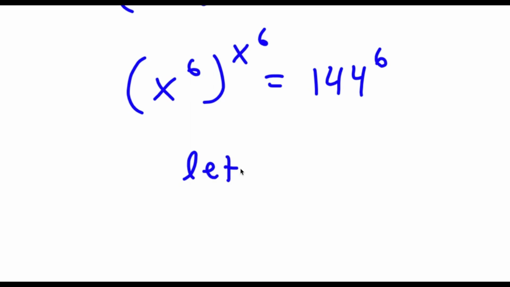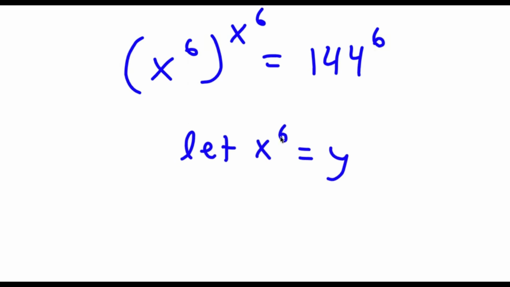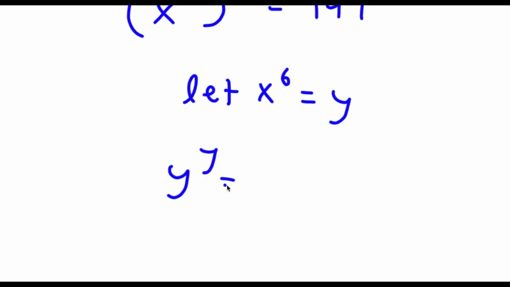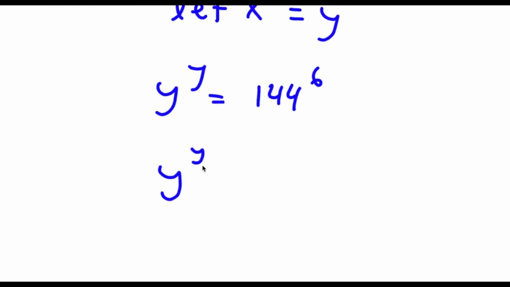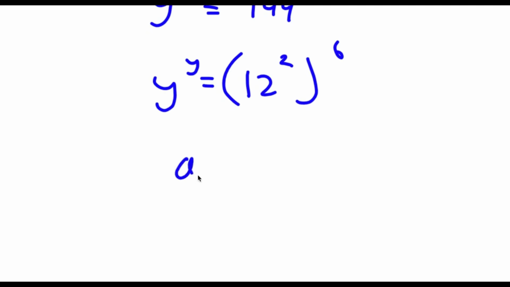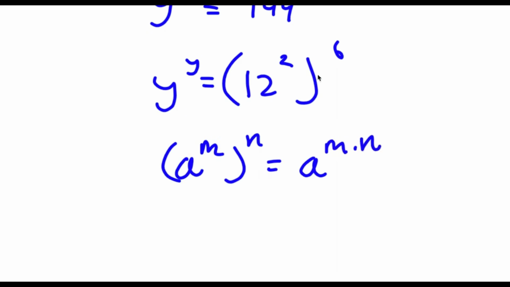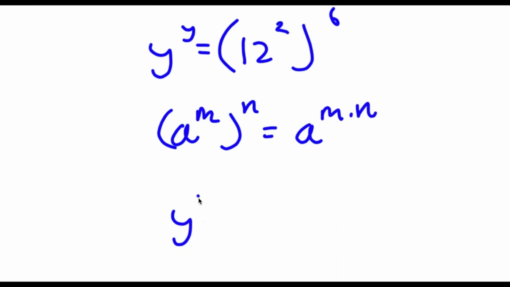Now I'm going to let x to the power of 6 equal y. So now I have y to the power of y is equal to 144 to the power of 6. And now 144 is the same thing as 12 to the power of 2. So now I have y to the power of y is equal to 12 to the power of 2 to the power of 6. Now remember, if I have something from a to the power of m to the power of n, this is equal to a to the power of m times n. So 12 to the power of 2 to the power of 6, that's going to equal 12 to the power of 2 times 6, which is 12 to the power of 12.